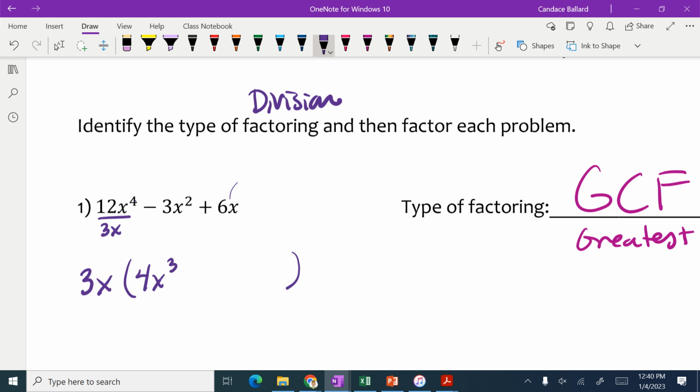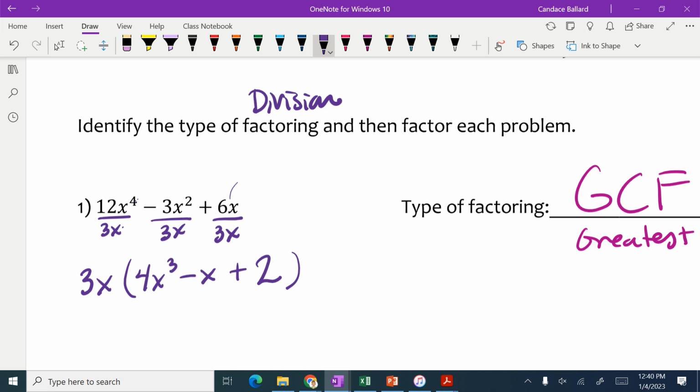Good. Remember when we subtract our exponents, 4 minus 1, because that's a division sign. I am now dividing this by 3x. So what do I get when I divide it by 3x? Negative 1x. Do I need to write the 1? No. Okay, I'm going to divide this one by 3x. And what do I get? 2. Good.